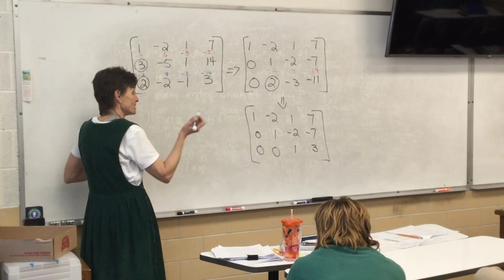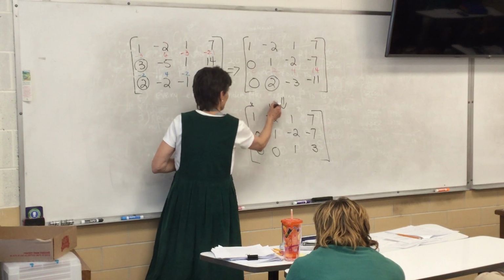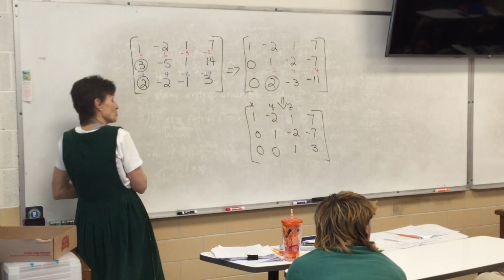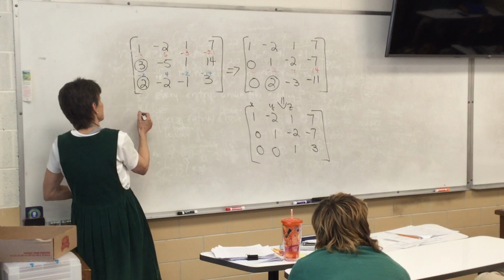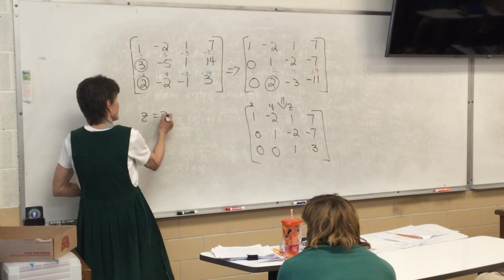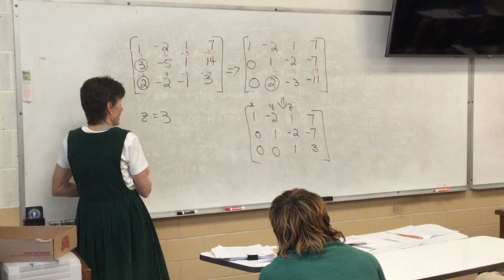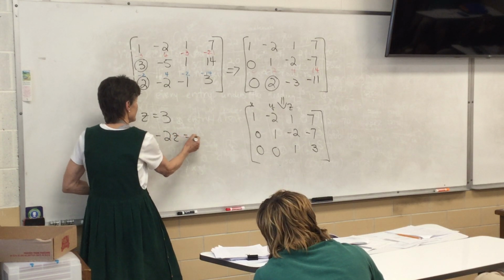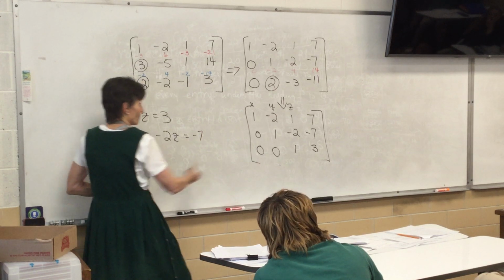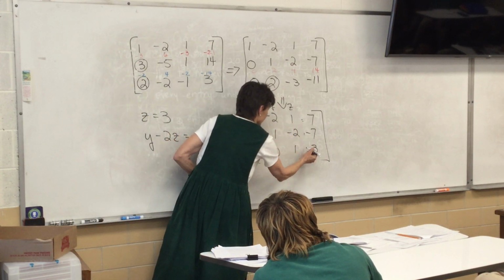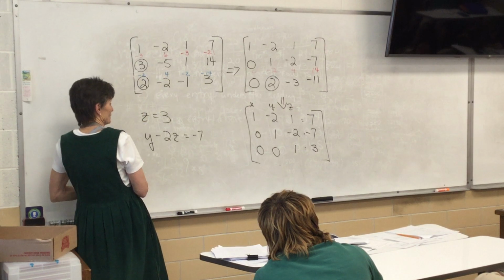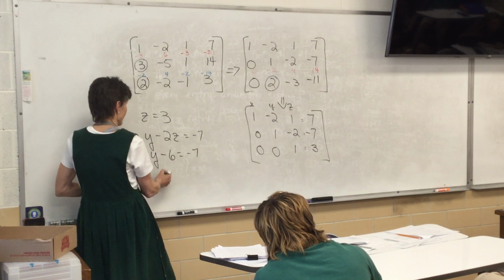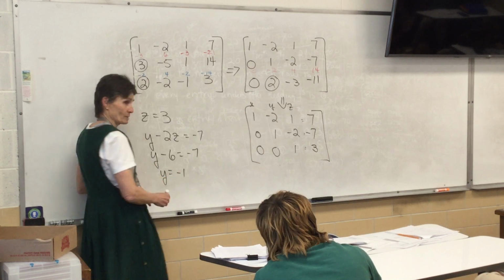All right, so now solve the system. Remember what the columns represented, x's, y's, and z's. So what does your bottom equation say? Z equals 3. And then y minus 2z is -7. Remember, there's an equals here. So y minus 6 equals -7. Excuse me, so it looks like y equals -1.